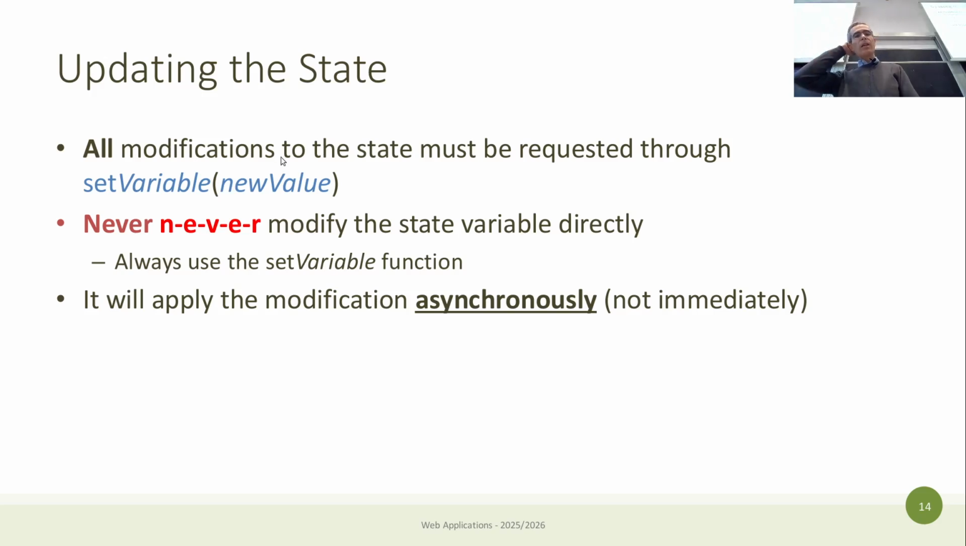Never modify the state variable directly. If you do it, it doesn't work. You change it for the current execution of the component, but then React doesn't know the state has changed, and so next time the function is called, it will still have the old value of the state, because you didn't tell React to modify it. All the modifications to the state will be applied asynchronously, not immediately, when React deems it's appropriate.